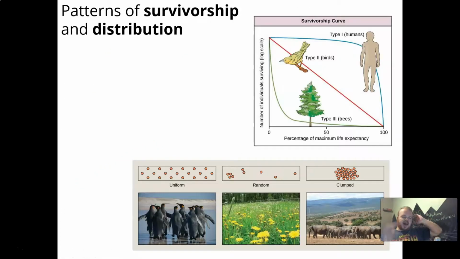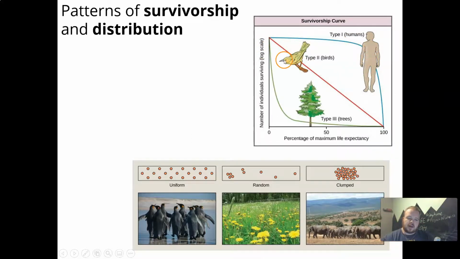Oh, sorry. Pattern of survivorship and distribution. Humans are what we call type 1, birds are type 2, and plants are type 3. Basically, it goes like this: the number of individuals surviving on a log scale, against life expectancy, as a percentage of maximum life expectancy. The majority of people tend to survive the majority of their maximum life expectancy. Most people typically die in their 70s and 80s, outside of non-natural causes or a dramatic disease.